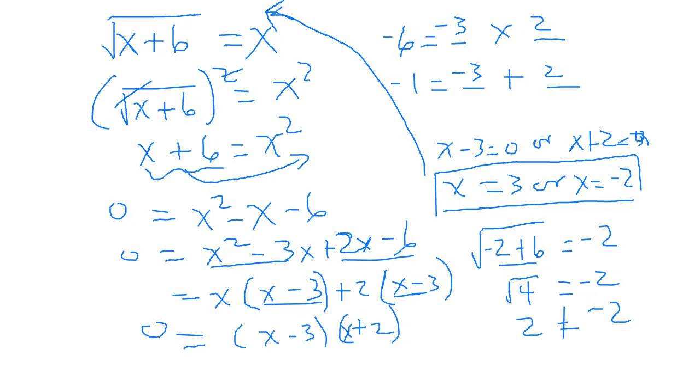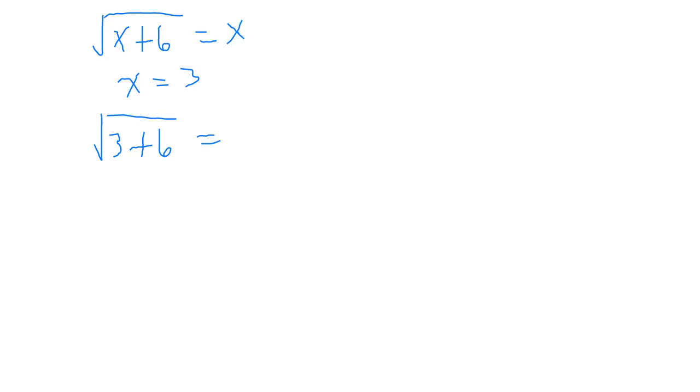But what about x equals 3? You are going to see that for x equals 3, so we have this, x equals 3, square root of 3 plus 6 equals 3. 3 plus 6 is 9. I have square root of 9 equals 3. So this is a solution.